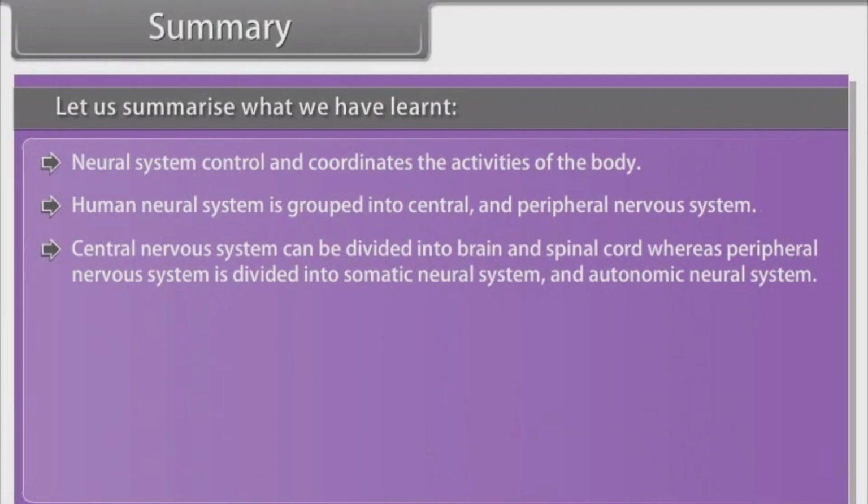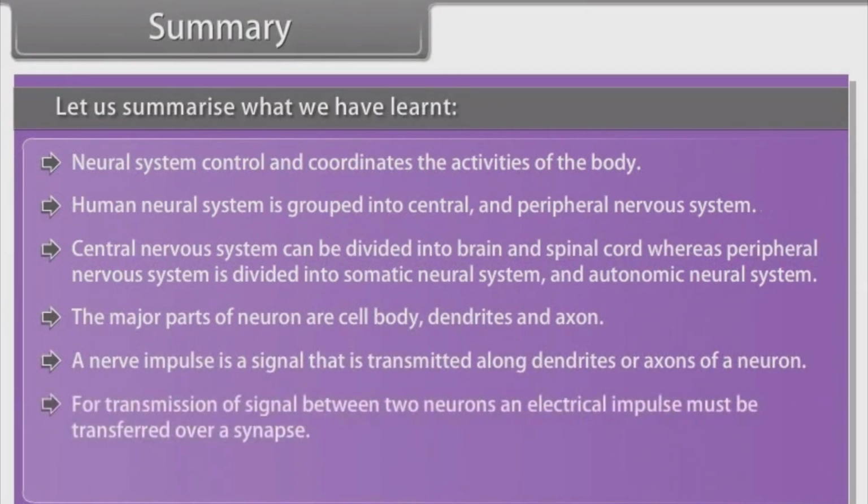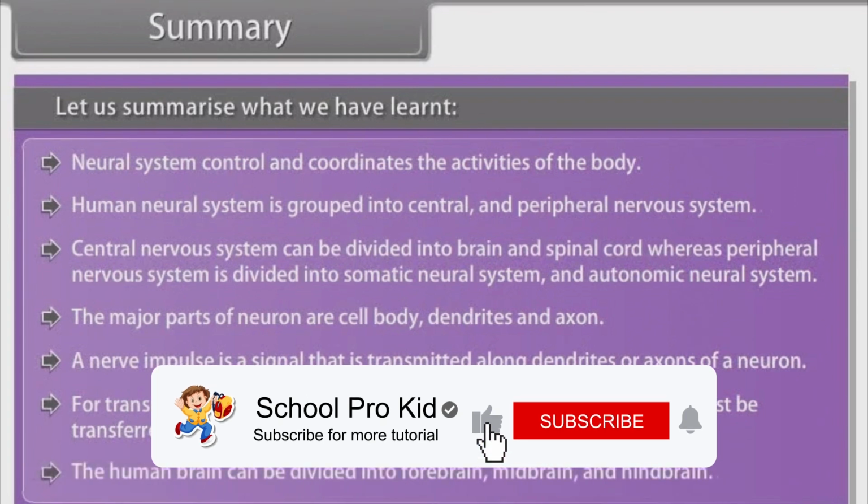The major parts of neurons are the cell body, dendrites, and axon. A nerve impulse is a signal that is transmitted along dendrites or axons of a neuron. For transmission of signals between two neurons, an electrical impulse must be transferred over a synapse. The human brain can be divided into forebrain, midbrain, and hindbrain.